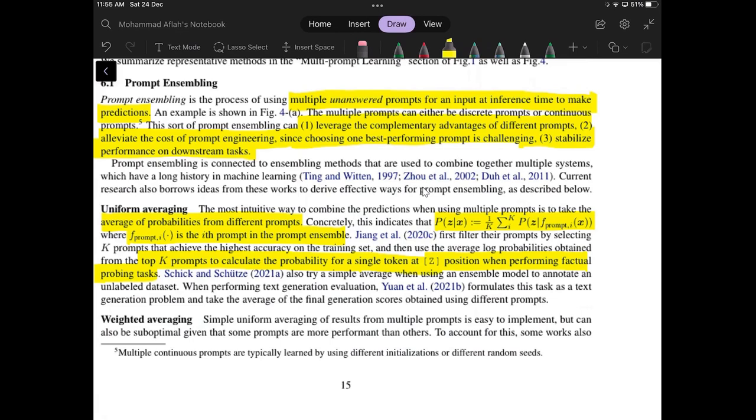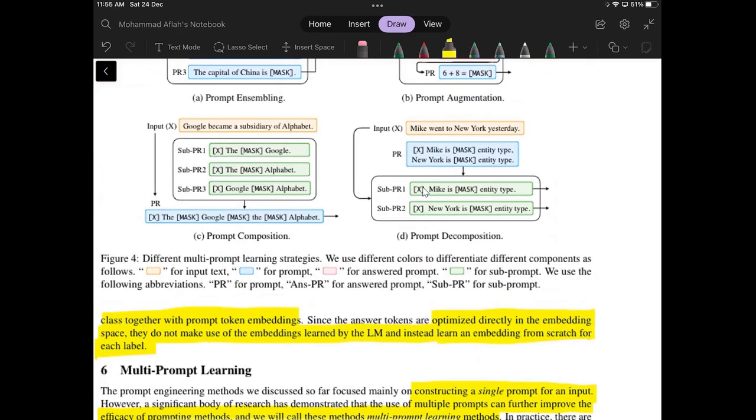Schick and Schütze also try a simple average when using the ensemble method to annotate an unlabeled dataset. When performing text generation, Yuan et al. formulate the task as a text generation problem and take the average of the final generation scores obtained using different prompts. So you can just see how this is happening.